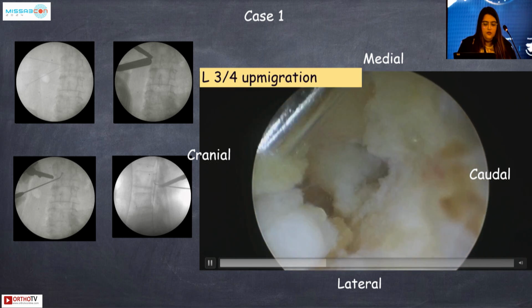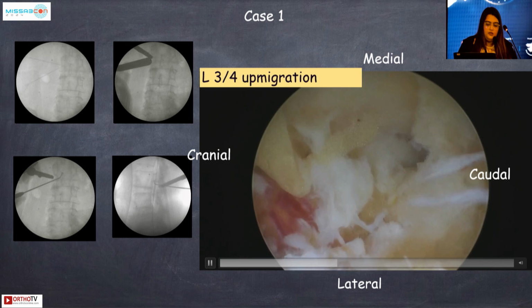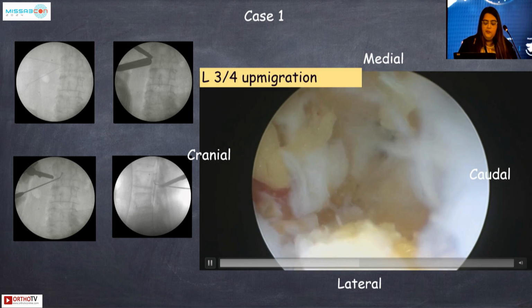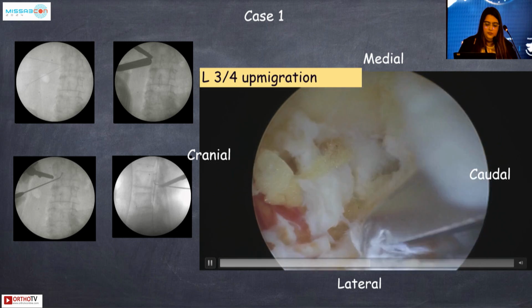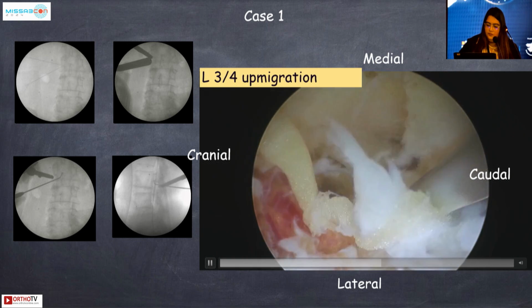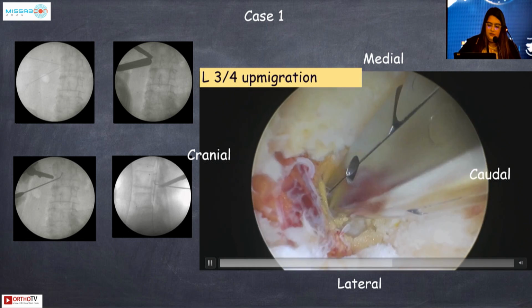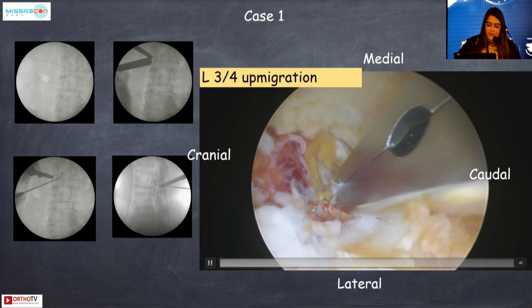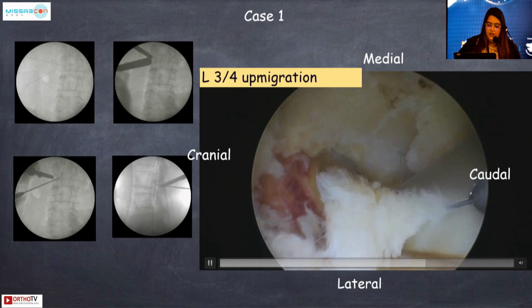There's the exiting nerve root there. And just below this tiny fragment here is the traversing nerve root. You can see the exiting nerve root now pulsating. And now the final fragment is coming out.